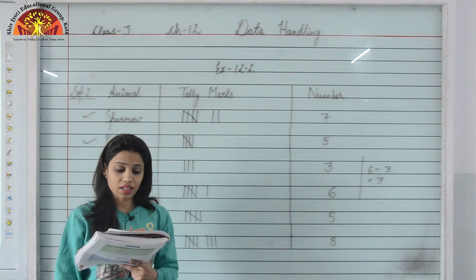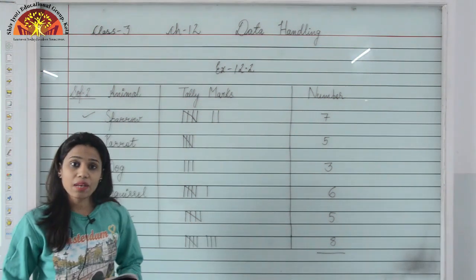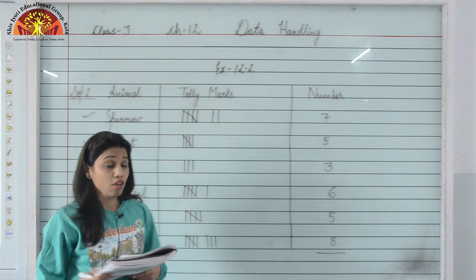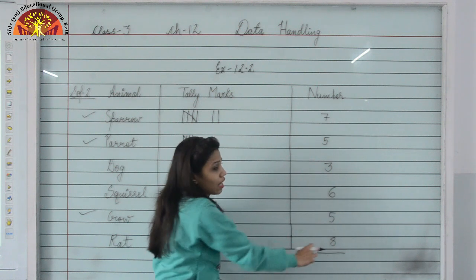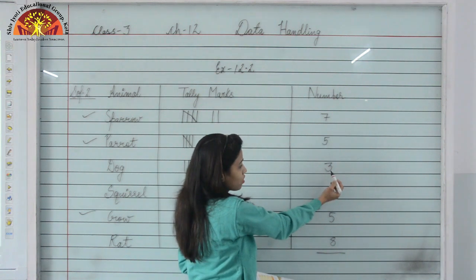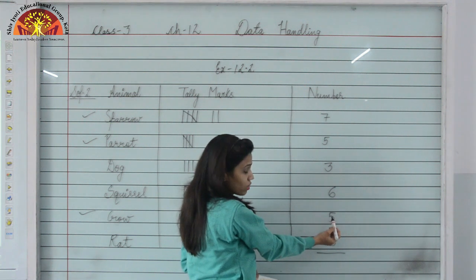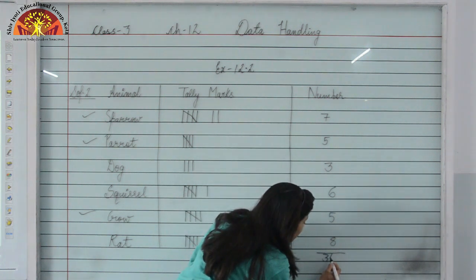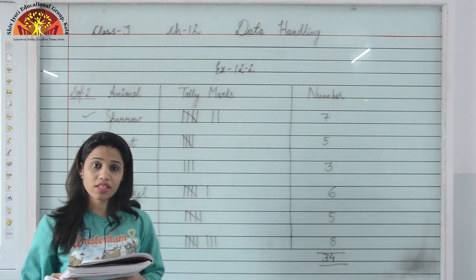Moving on to the E part, how many birds and animals did he see in all? So in E part we are going to find out total number of birds and animals that he saw in all. For this we have to add this column. So 7 plus 5 is 12, 12 plus 3 is 15, 15 plus 6 is 21, 21 plus 5 is 26 and 26 plus 8 is how much? 34. Hence he saw 34 animals and birds in all. Hence option number 2 is correct.